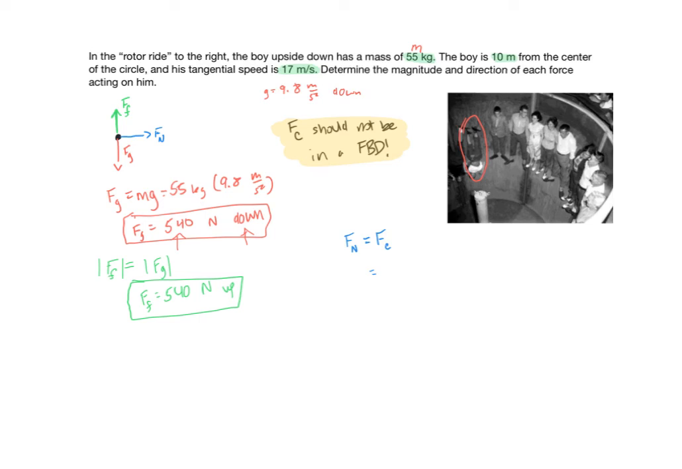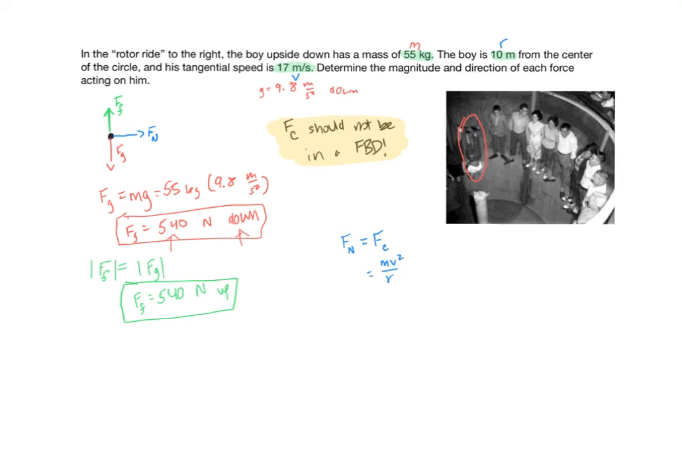So we know that the force required to keep a boy with a mass of 55 kilograms traveling at a speed of 17 meters per second in a circle of a radius of 10 meters is given by mv squared over r, and that's going to be our mass here times our centripetal acceleration. So let's go ahead and stick in numbers. He has a mass of 55 kilograms. He's traveling at a tangential speed of 17 meters per second, and we're going to square all of that and divide by our radius of 10 meters.